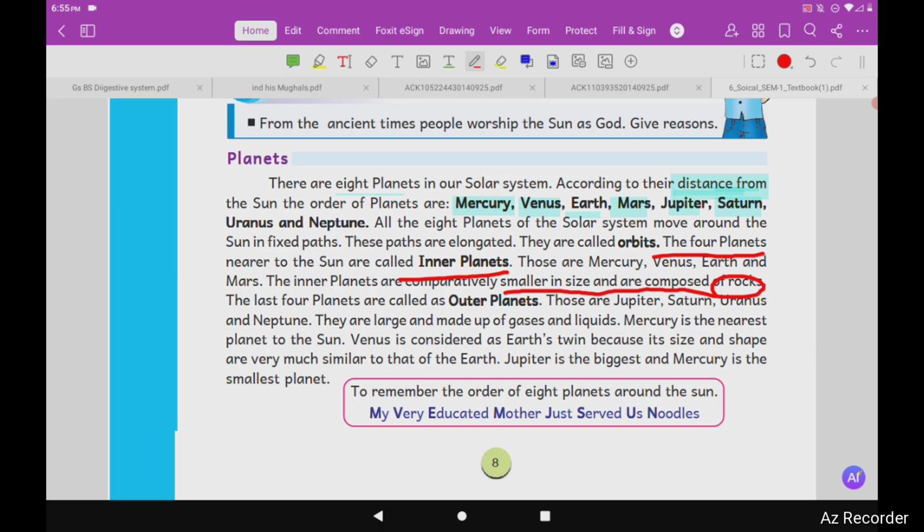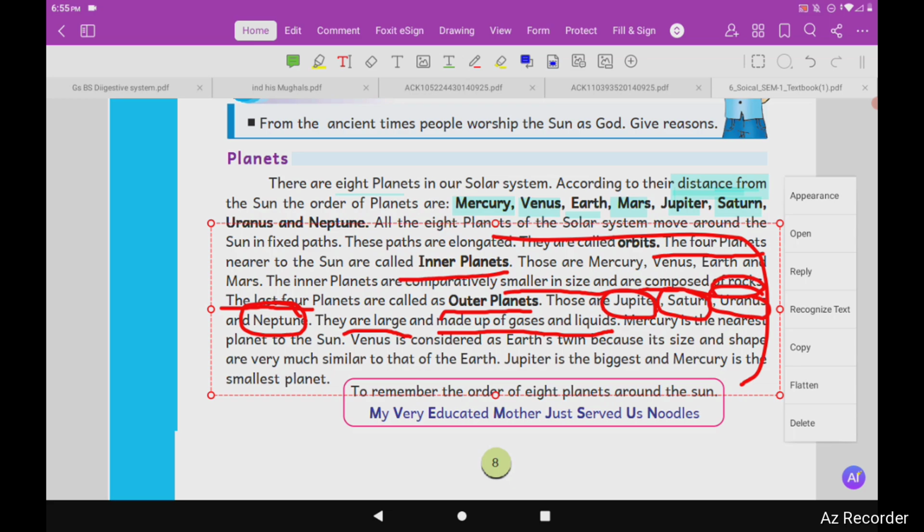At the same time, the last 4 planets are called outer planets. Why? Because what are these 4 planets? Jupiter, Saturn, Uranus and Neptune. They are very large and made up of gases and liquids.